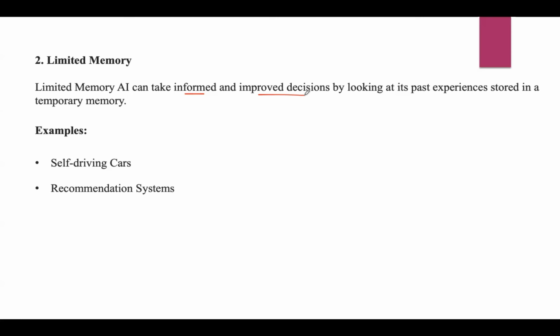If you consider the previous one, reactive machines, they do not have memory at all, whereas limited memory has some temporary memory. It uses that short-term memory in order to learn from the past as well as to make decisions for the future. One best example of limited memory AI is self-driving cars.